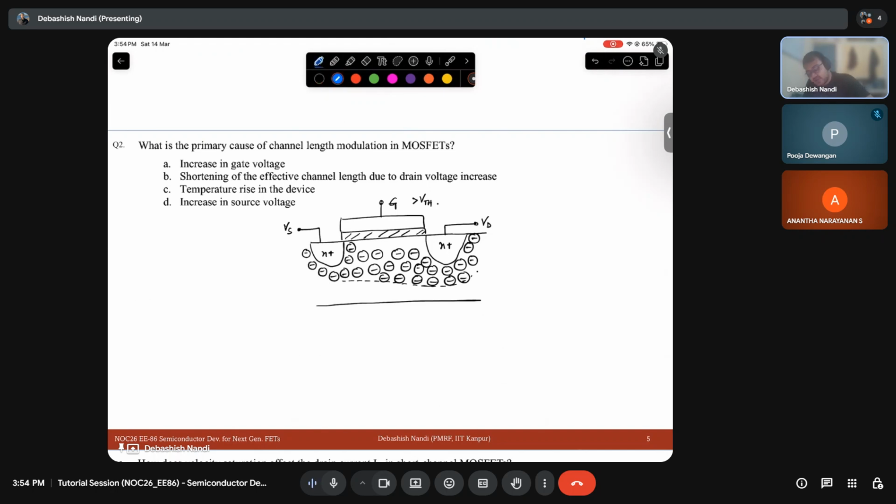And then you will have a channel like this. Let's say VD is equal to VDD. Let's say VD is more than VD sat, some saturation voltage, and this is greater than VTH. So you will have something like this. The channel will look like this, and there will be depletion charges.